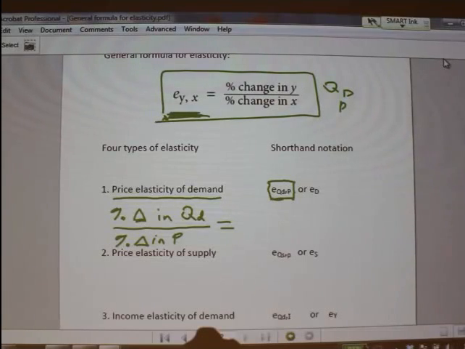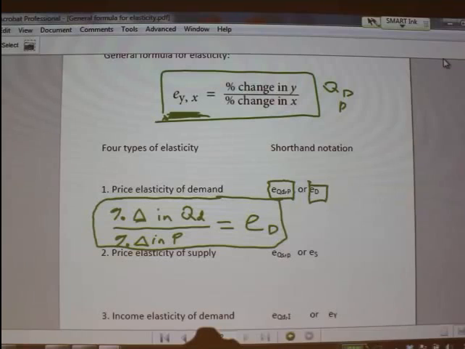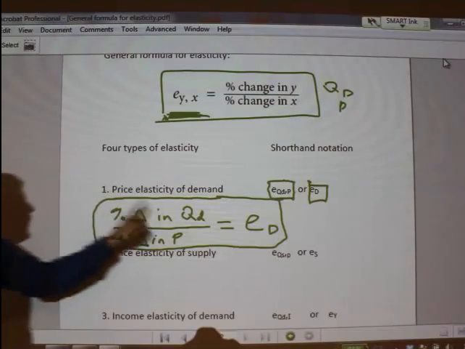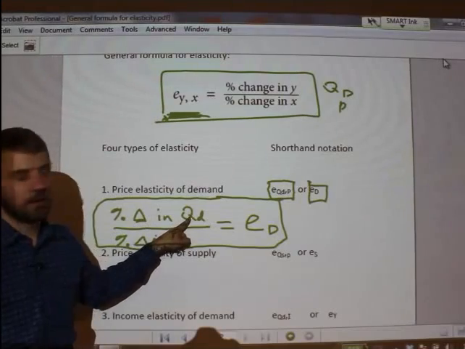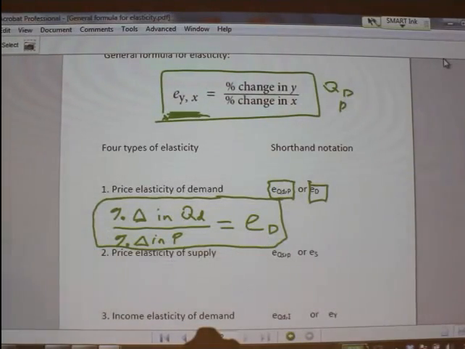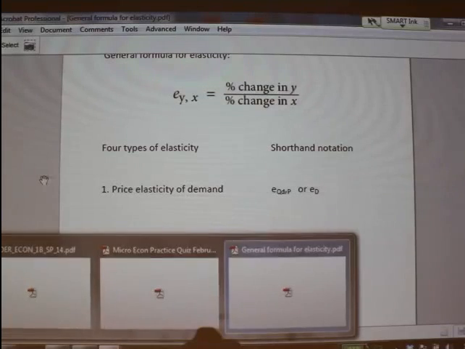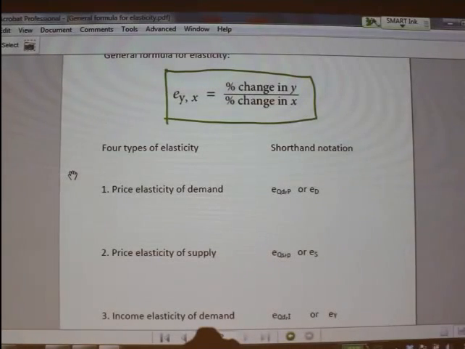However, the book uses an even shorter notation, which is just ED. And so I'll use that. But I want you to note that technically, what is changing is the quantity demanded, right? We're measuring a percentage change in quantity demanded, but we're just going to say D, and you should know when you see that it's actually quantity demanded. And let me just say one final thing. This is a pretty easy formula.